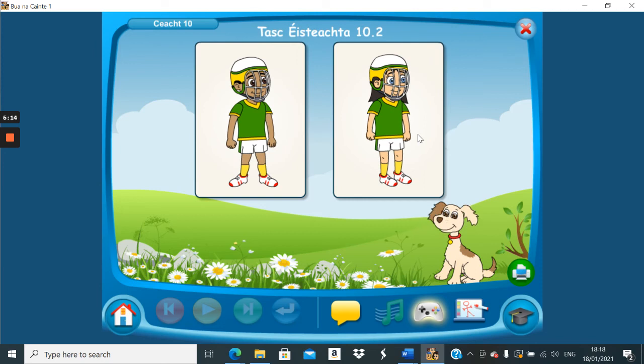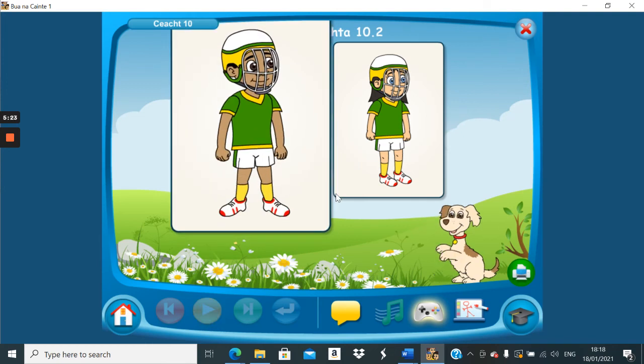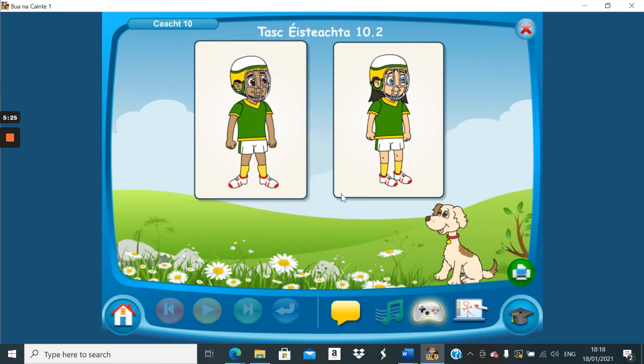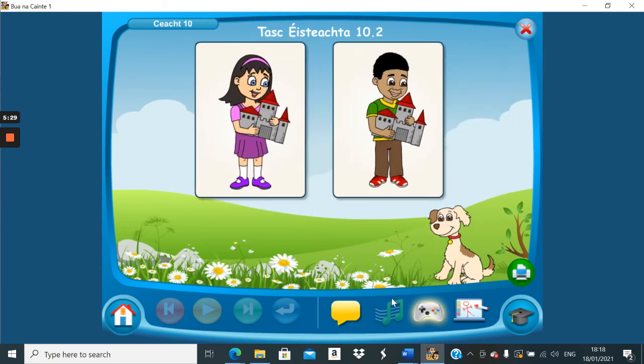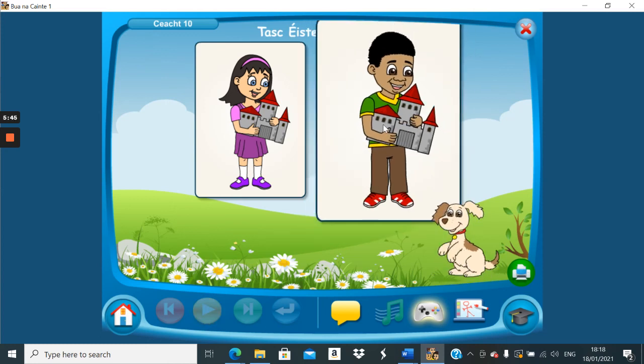Bhí clogad aige. Is that he had or she had a helmet? He had a helmet. Bhí caisleán aige. Let's listen to that again. The caisleán. Aige or aici? Did he have or she have a castle?